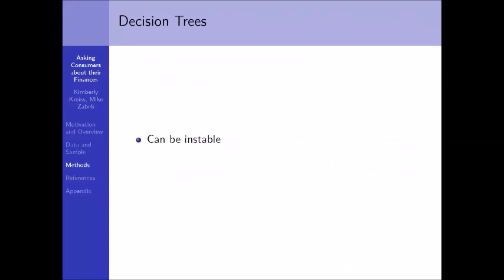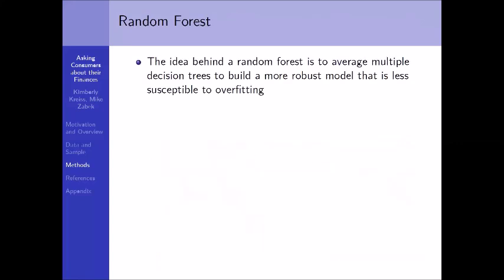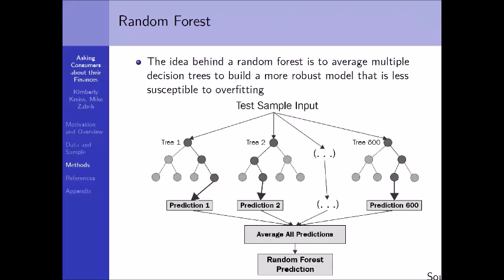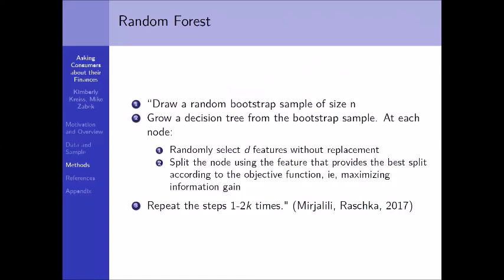Decision trees on their own can be unstable and can lead to overfitting. So the idea behind a random forest is to average multiple decision trees to build a more robust model that's less susceptible to overfitting. This is what a random forest would look like. We have several trees that each give a prediction, and then you aggregate all the predictions. And then for reference, here is how a random forest works.